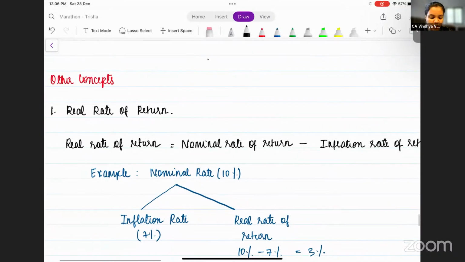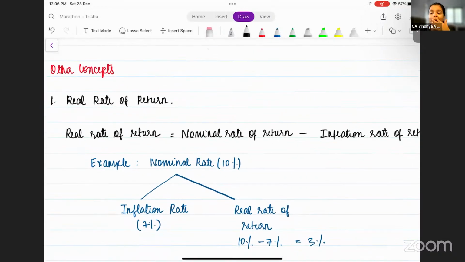You have a very simple concept called real rate of return. Okay. We are done with the concepts of annuity and everything. What we have right now is other concepts wherein annuity doesn't fall into picture. That is real rate of return. Now, what is this real rate of return?